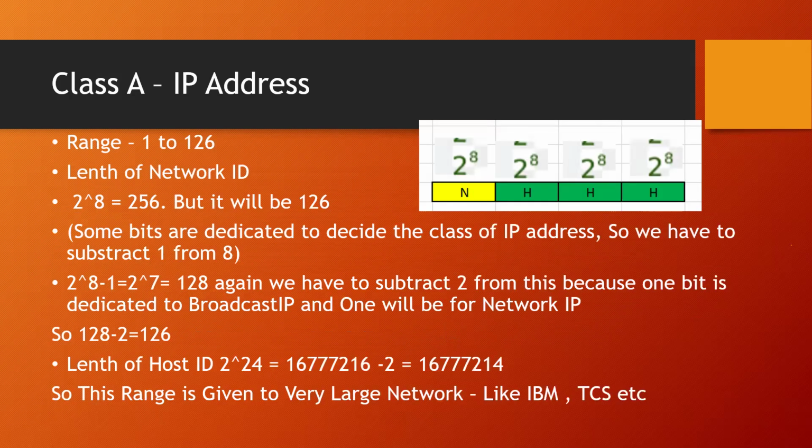Now come to the class A IP addresses. We will start with this. This is really very, very important. So what is the range of class A IP? Class A IP starts from 1 to 126. Remember this: the range of class A IP address is 1 to 126. Here, the left side 8 bits we are giving to the network ID. You can see here.